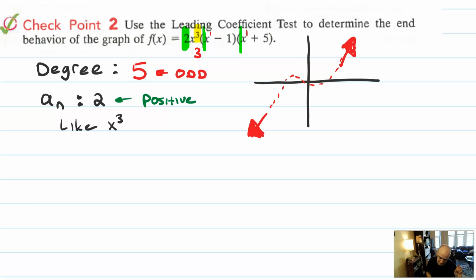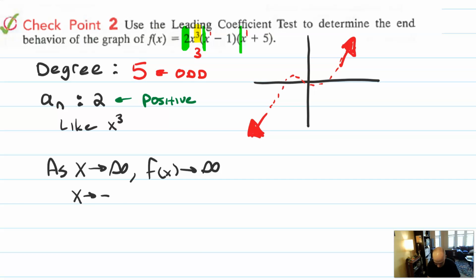and the coefficient. In formal notation, I would write as x approaches infinity, f of x approaches infinity, and as x approaches negative infinity, that's the left end, f of x approaches negative infinity. So if I was being a little more formal and like putting this into a computer, this is probably how I would describe the end behavior.